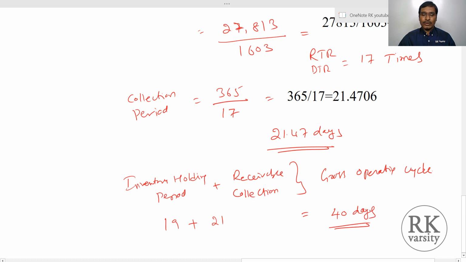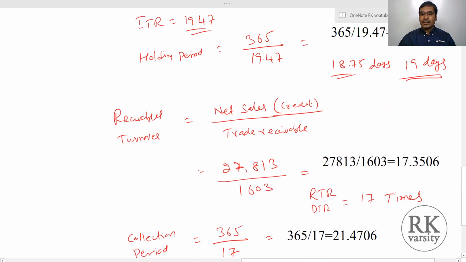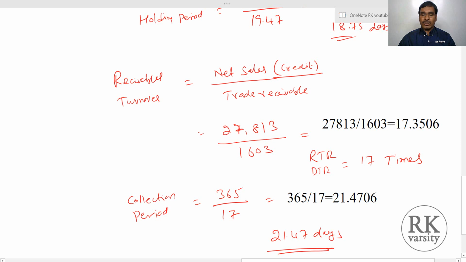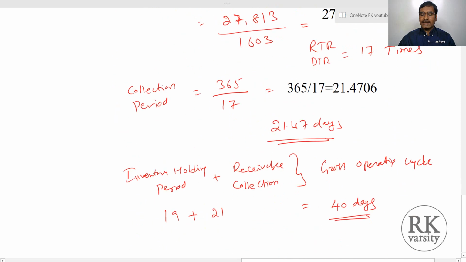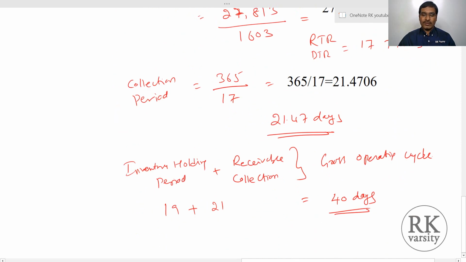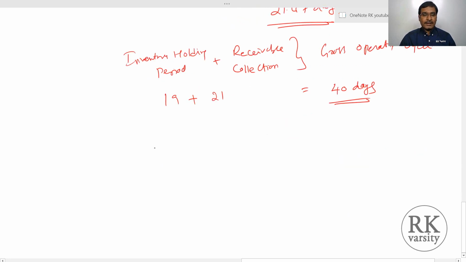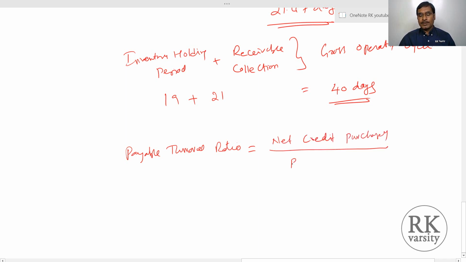I am rounding the numbers, 19.47 or 19 days, and instead of 21.47 I took 21. So 40 days. Then you need to calculate the payables turnover ratio. So your payables turnover ratio equals net credit purchases upon payables, that is trade payables. Your net credit purchases you will get from the annual report, that is notes to the annual report.